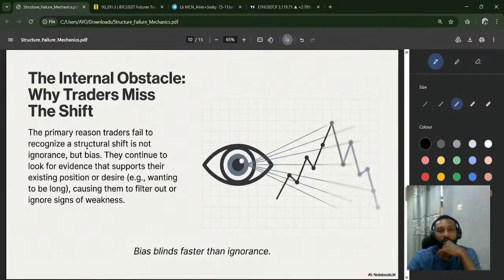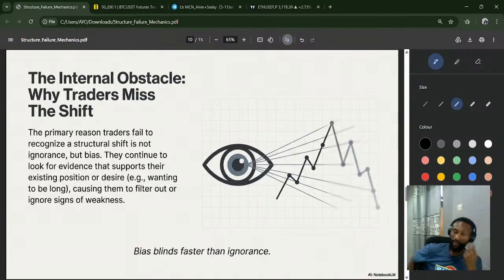All right, moving on. Now let's talk about the internal obstacle where traders miss the shift. The primary reason traders fail to recognize a structural shift is not ignorance, but bias. They continue to look for evidence that supports their existing position or desire, for example wanting to be long, causing them to filter out or ignore signs of weakness. Do you understand? Most traders have this bias that says, okay, it's long, I want it to be long. They have that bias in them, so they tend to, because of that, it's in the head.